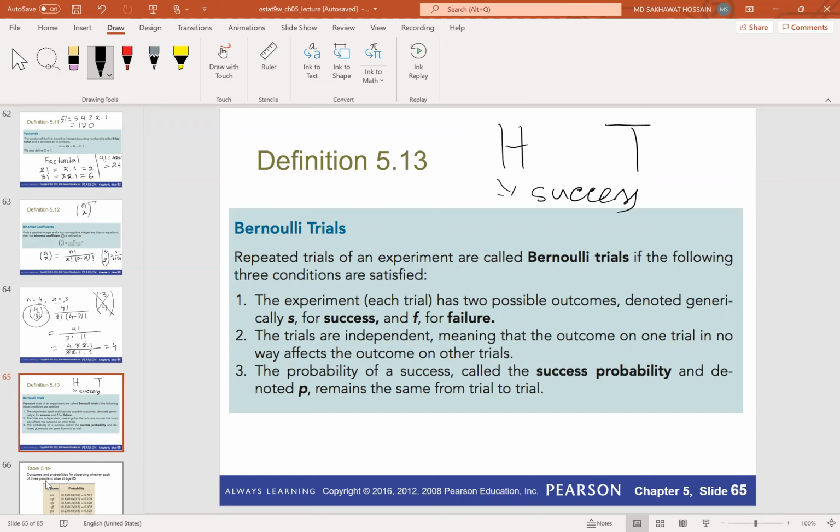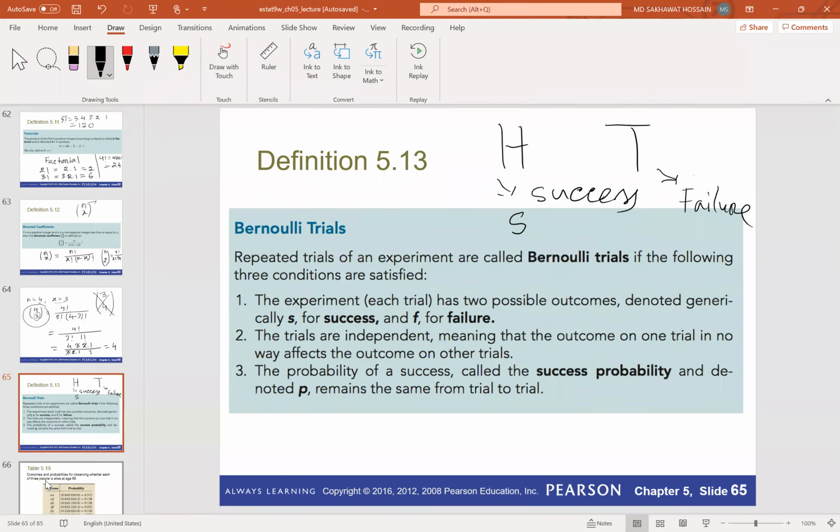And we'll denote this one as S. And we'll consider T as failure. If we receive a tail, then this is failure. Or if our concern is tail, or if we are interested in getting tail, then we'll consider tail as success. So the basic idea is we'll have 2 possible outcomes in the experiment, in each trial.